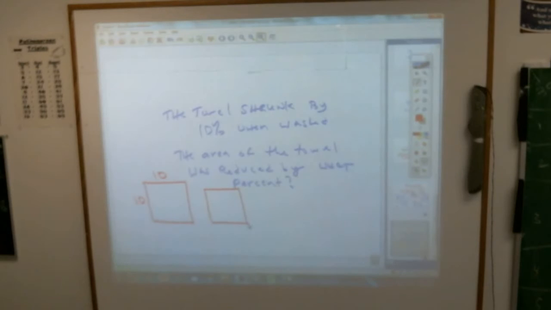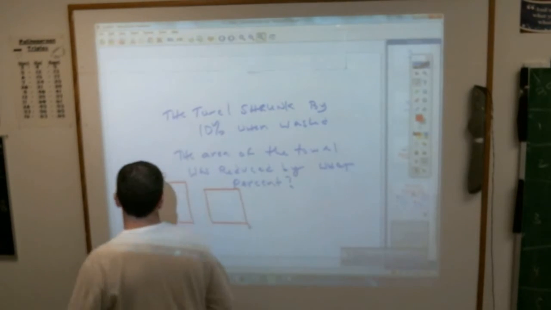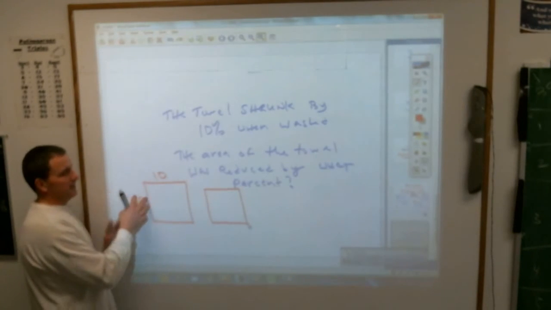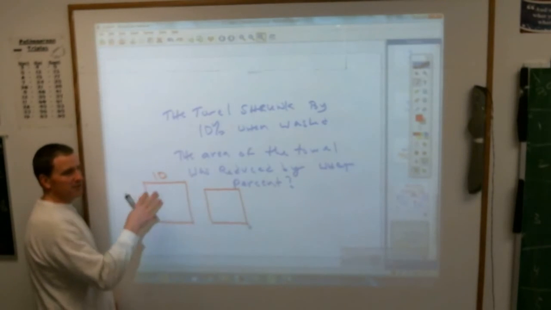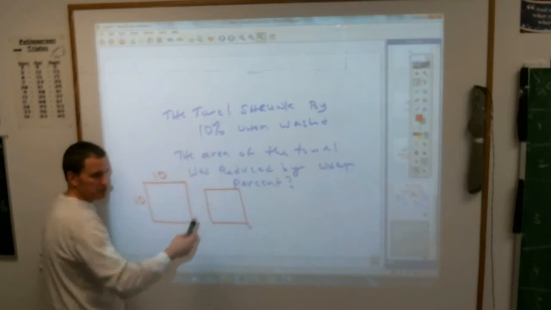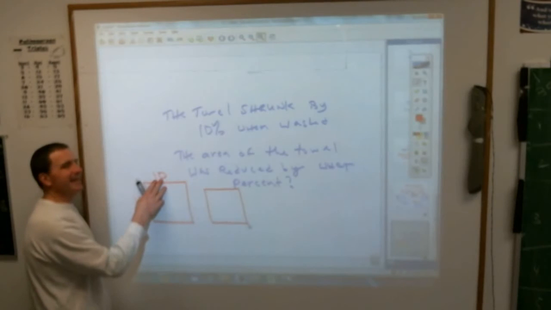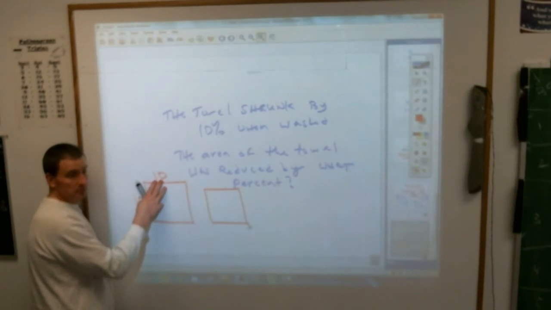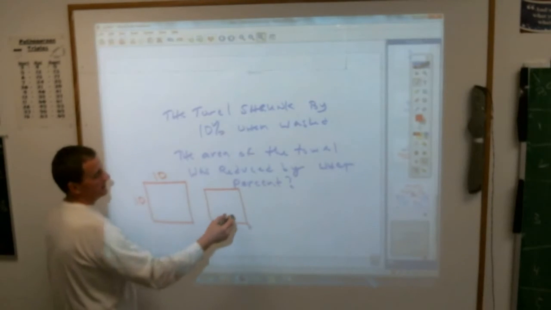Okay, back to the question at hand, kids. So if something shrunk by 10%, that means you take 10% of it, and it makes it that much smaller. So what's 10% of 10? Andrew? 1. And if it shrinks by 1, then the new dimensions are? It's a 9 by 9.